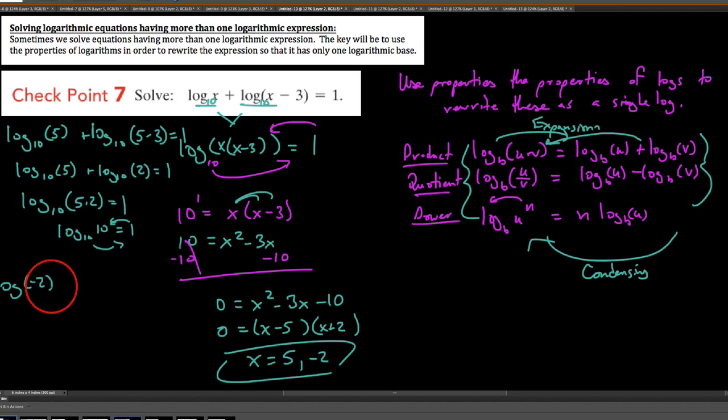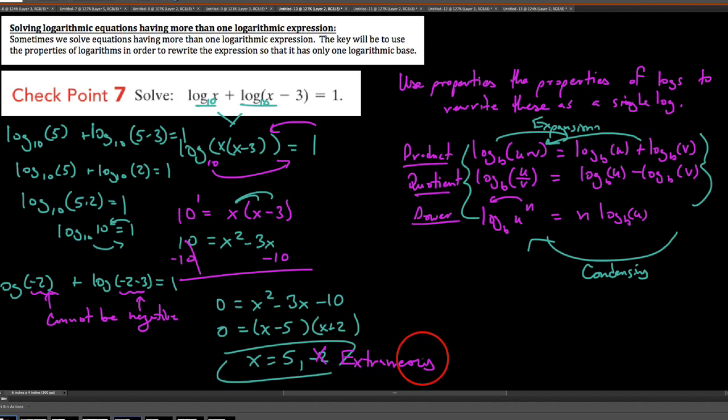Now what I want to show you is this. We take log of negative 2 plus now log of negative 2 minus 3. Does that equal 1? What we're going to say here is this: these cannot be negative. And so what this means is the solution negative 2 is an extraneous solution. It is an extra solution. Remember that if we were to have an expression like log of negative 2, what we'd really be asking is this: what could I take 10 to the power of to get negative 2? And this right here is impossible. So that's why we can't include any negative arguments inside of our logs.